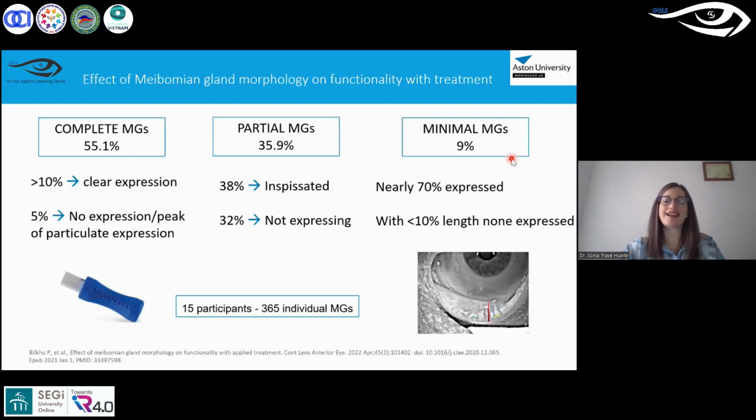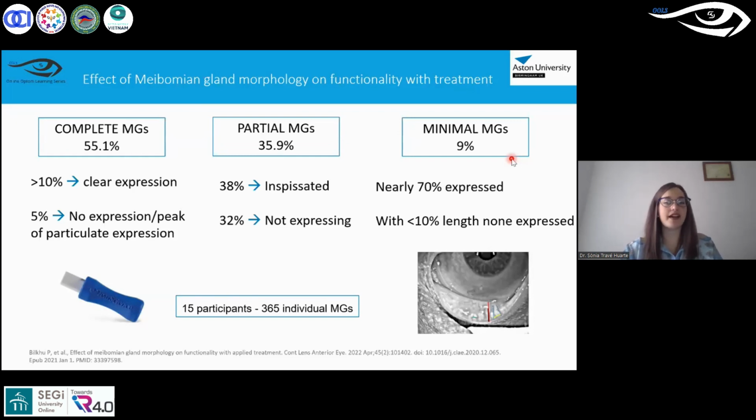So also looking at the shape and the size of those glands, we've realized that most of the patients had complete glands, complete being more than 75% in length. And they were giving sort of clear expression and maybe some more particular, more cloudy. The partial glands, which are the ones that have only just a bit of gland left, most of them were inspissated or not expressing. And the minimal length glands, less than 25%, there's some expression, but most of them didn't have a lot of expression coming from within.